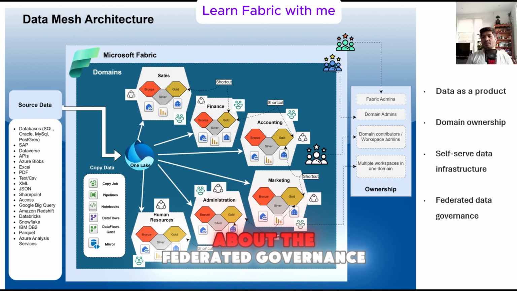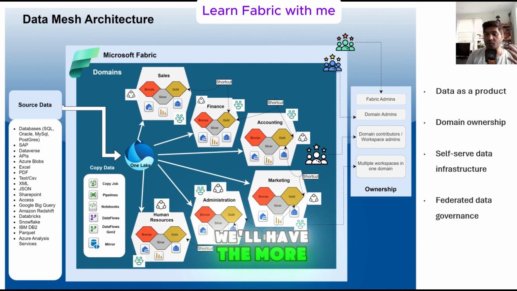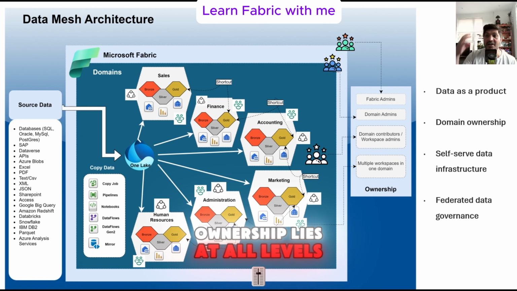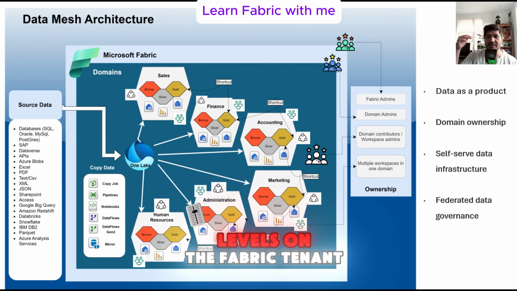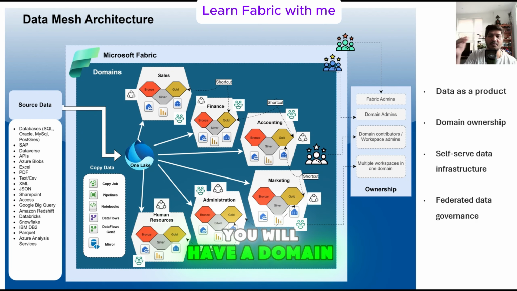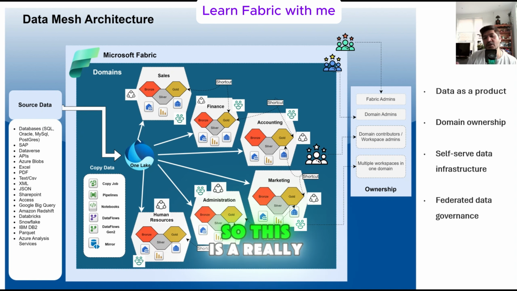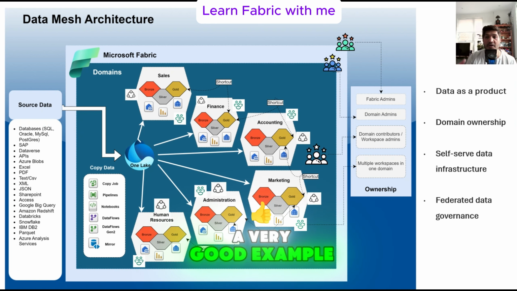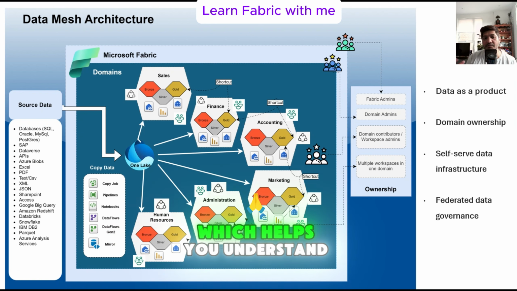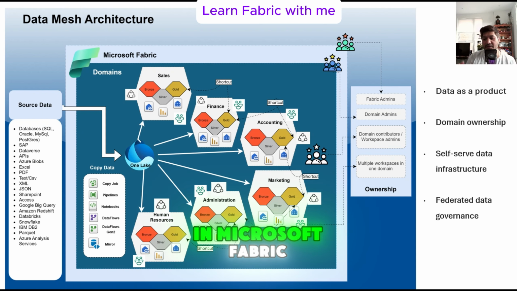And since we spoke about federated governance, we will have more federated governance over the tenant. So ownership lies at all levels. You will have administrator levels on the Fabric tenant, you will have a domain level admin, and you have a workspace level admin. So this is a very good architecture which helps you understand how data mesh works in Microsoft Fabric.